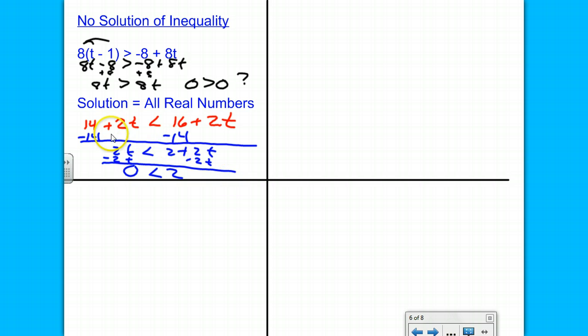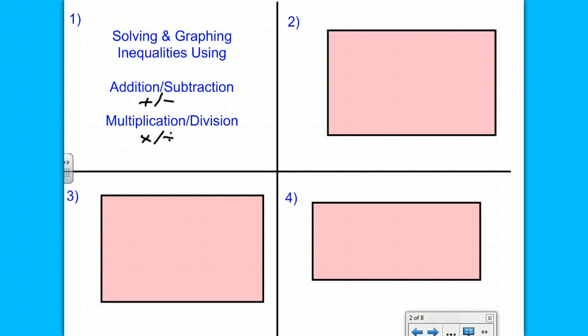So if we look at the original red inequality, 14 plus a number is always going to be less than 16 plus that same number, right? And you can substitute anything for t, and this is always going to be a true statement for it, right?